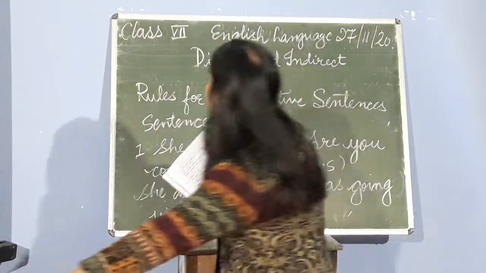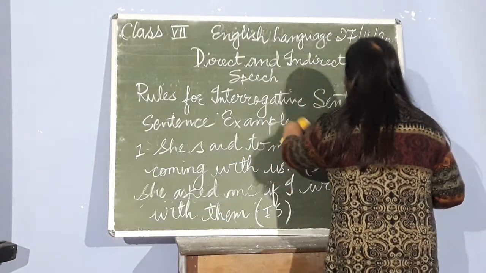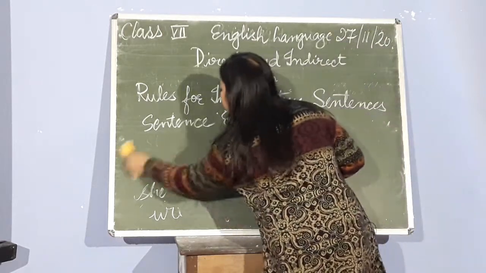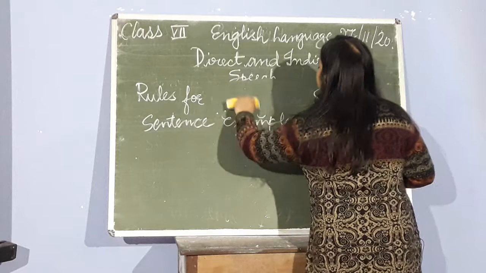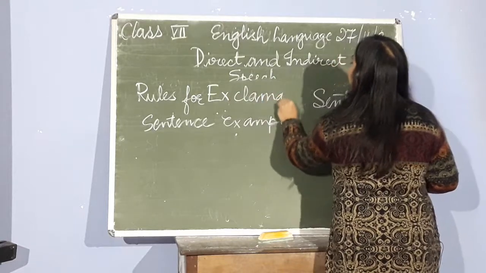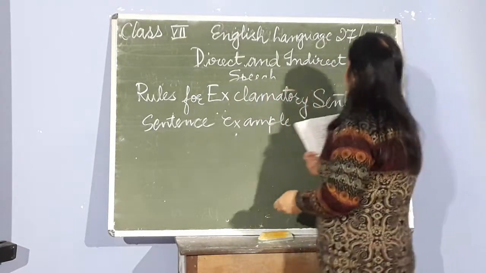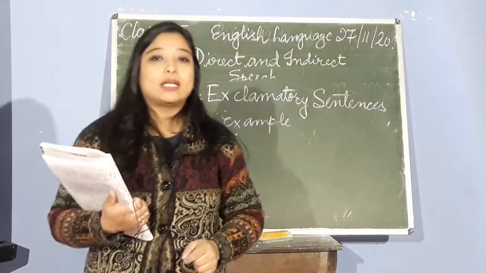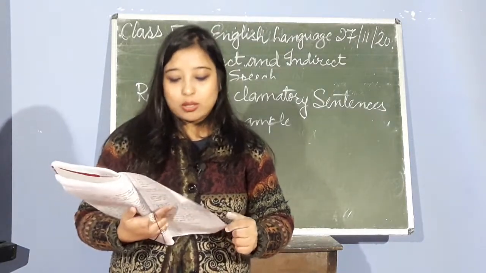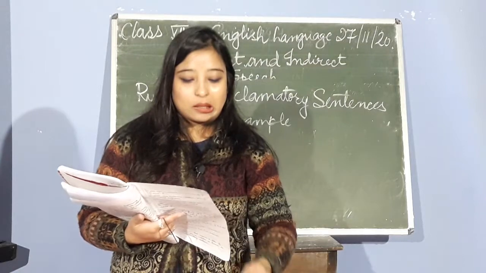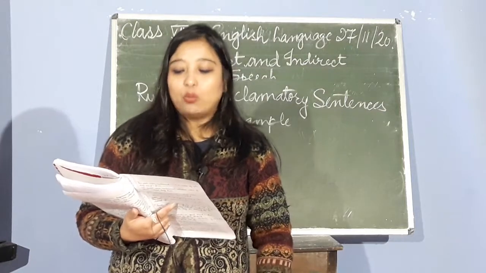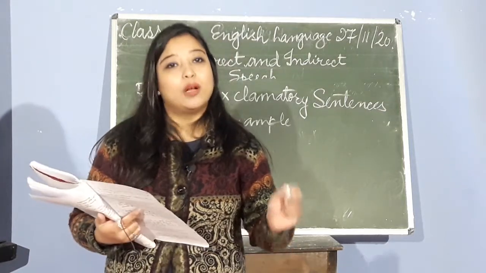Now come to the last one, that is rules for exclamatory sentences. So you all already know what an exclamatory sentence is. When a sentence expresses a feeling of wonder, joy or sorrow, it's an exclamatory sentence, isn't it? Different types of sentences, you have already done that. Examples are, hurrah, I won the competition. That's the state of joy.